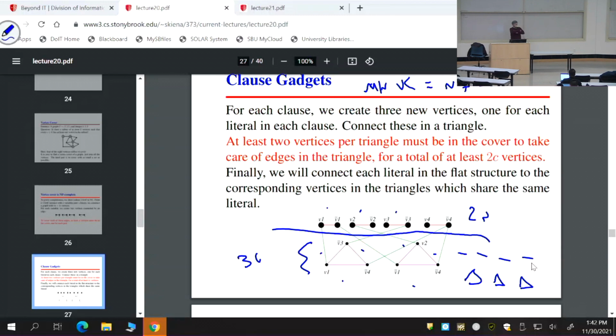If I add edges to the graph, can the vertex cover size get smaller? Answer is no. Why? It's more work to do. Does everybody kind of see that? If I don't add edges, let's say I have a vertex cover for this now. Okay, there's a minimum vertex cover.